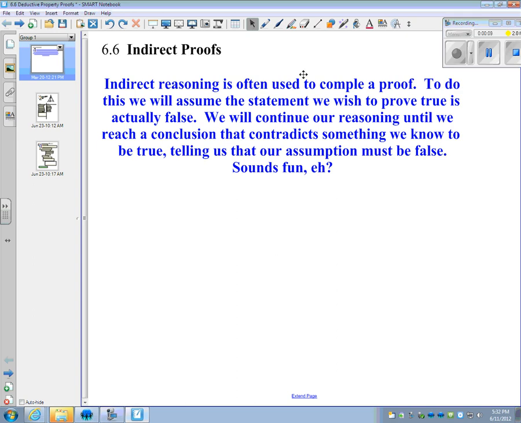So, indirect proofs. We are going to use indirect reasoning to complete a proof. To do so, we're going to assume the statement we wish to prove true is actually false. Then we will continue our reasoning until we reach a conclusion that contradicts something we know to be true, telling us that our assumption must be false.